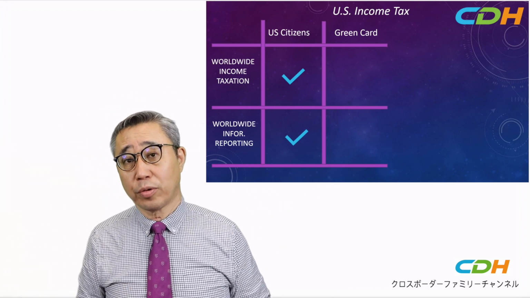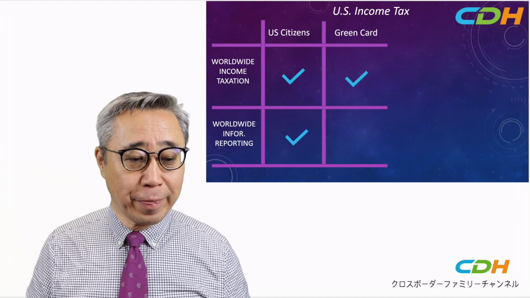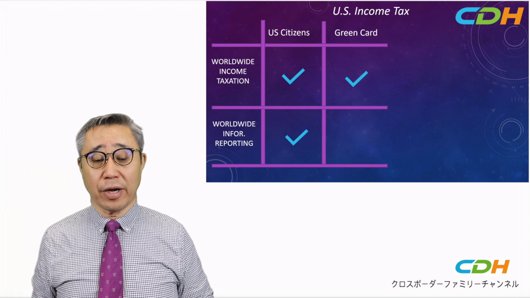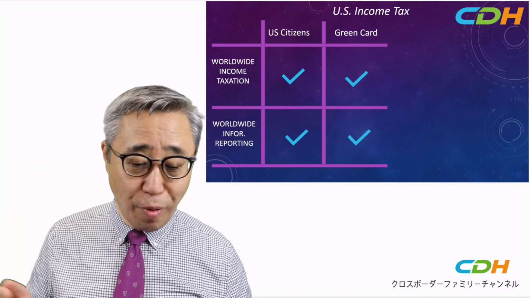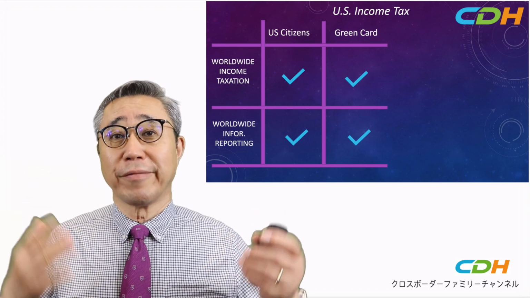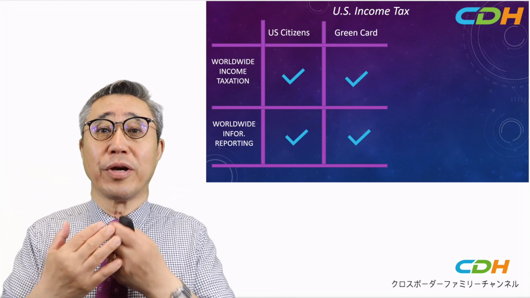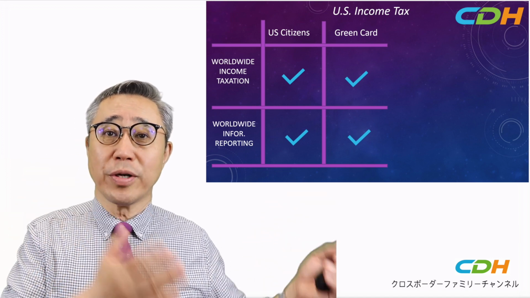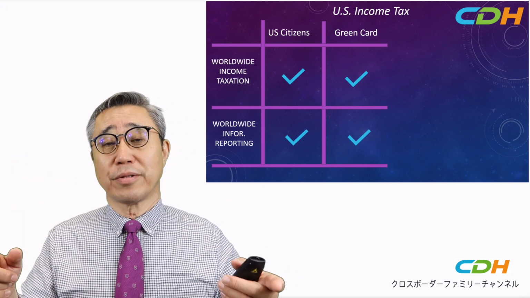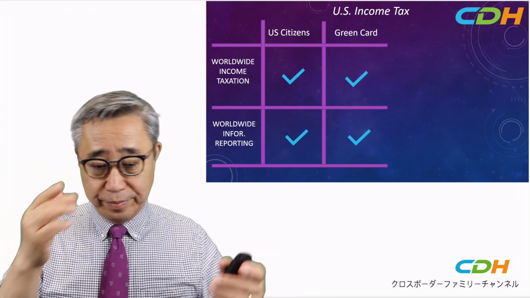Okay, what about the green card holders? Well, green card holders are the same. They have to report worldwide income to the IRS, and they have to report worldwide information to the IRS, of course, if they meet certain criteria. But the criteria are the same. There is no difference between US citizens or green card holders, because you are a US, this is a technical term, but you are a US person.